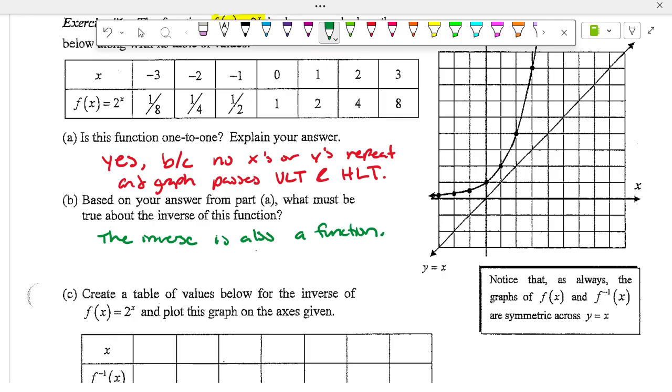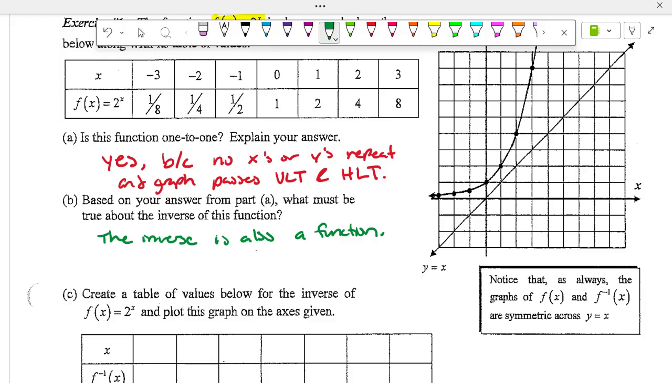Meaning the x's don't repeat. So if a function is a one-to-one function, that means its inverse will also be a function. Because remember, every function has an inverse, but not every function's inverse is a function. So every function has an inverse. Now, notice how I didn't say function at the end of that. Because not every function's inverse is a function.